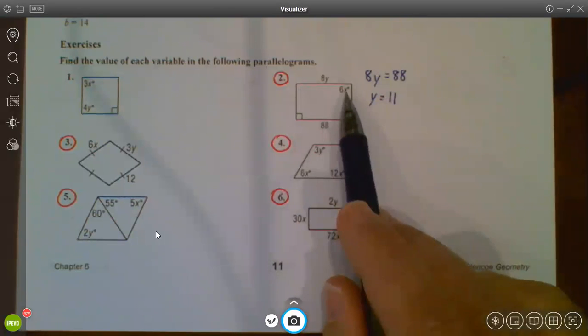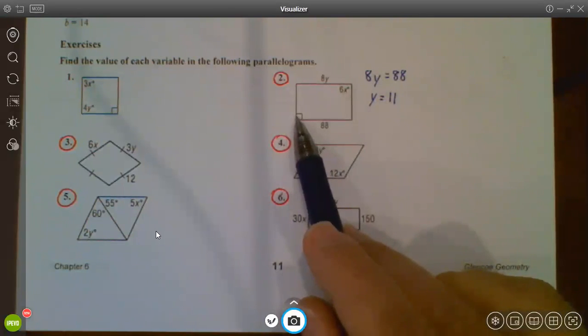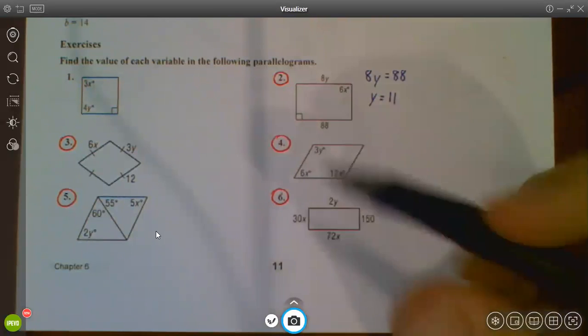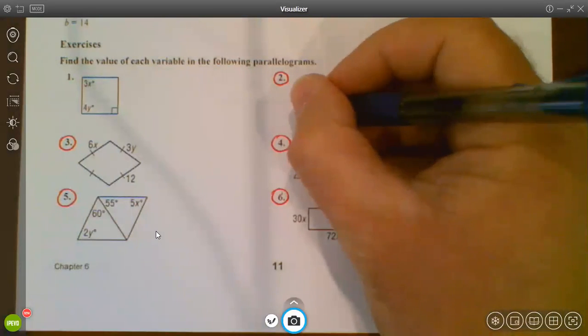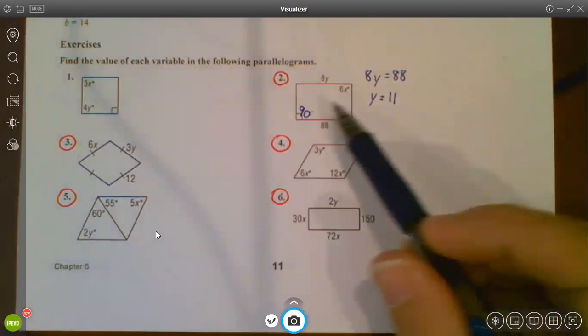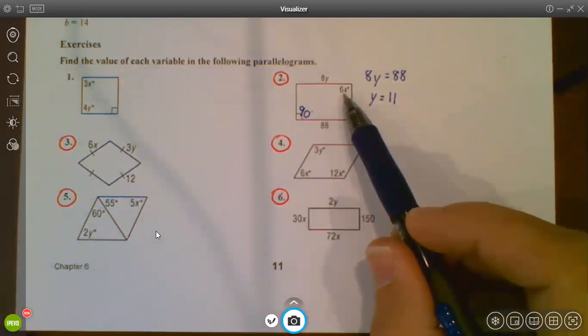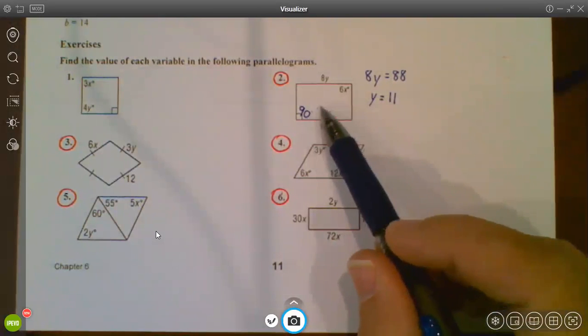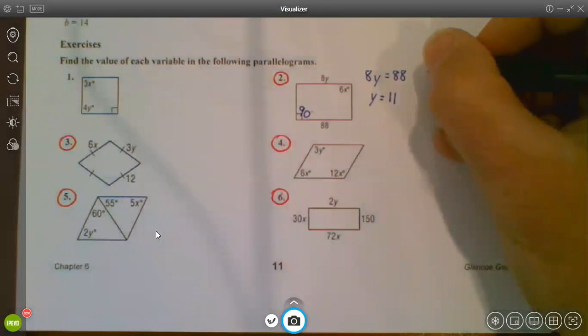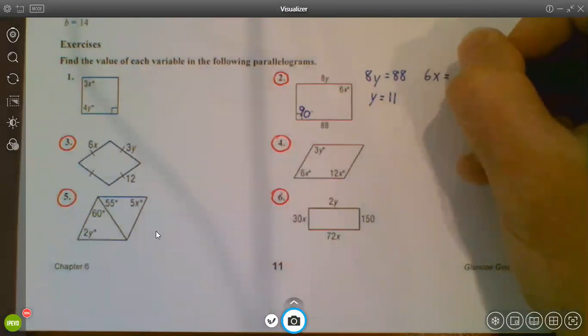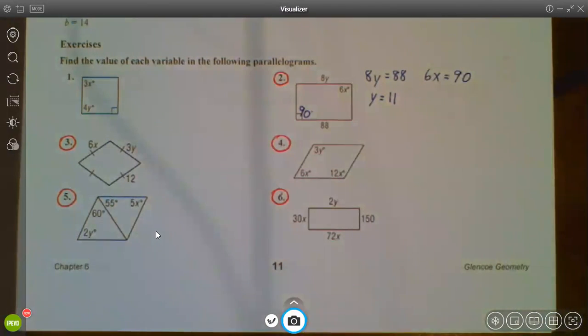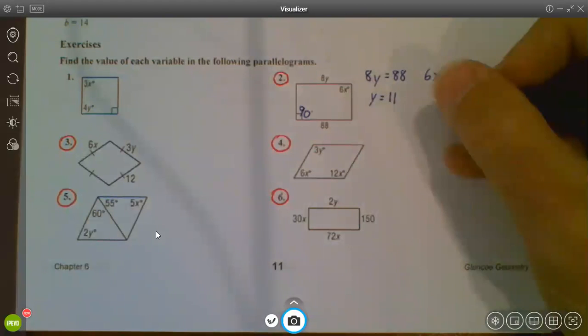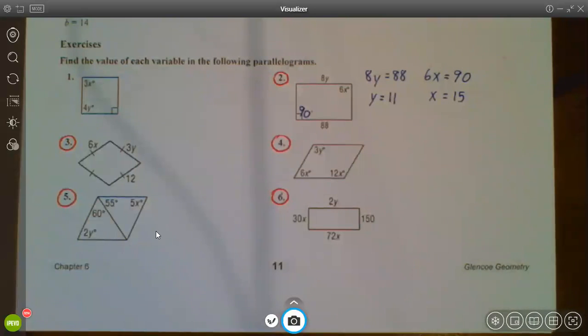The other thing we learned is opposite angles are equal, right? So if this is 90, and we know by the little mark right there that this is 90 degrees, then this is also 90 degrees, right? Opposite angles are equal, so 6x is equal to 90. If we divide both sides by 6, we get our value for x.